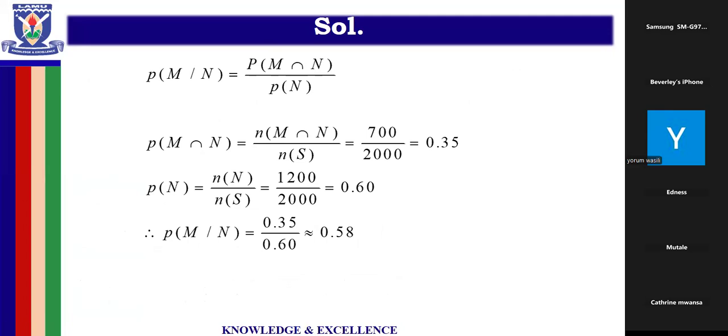Apologies for the interruption. So as I was saying, when we finished solving this question, we found that the probability of a male such that he's negative was 0.58. I will end my section of the presentation here and allow the next presenter to take over.